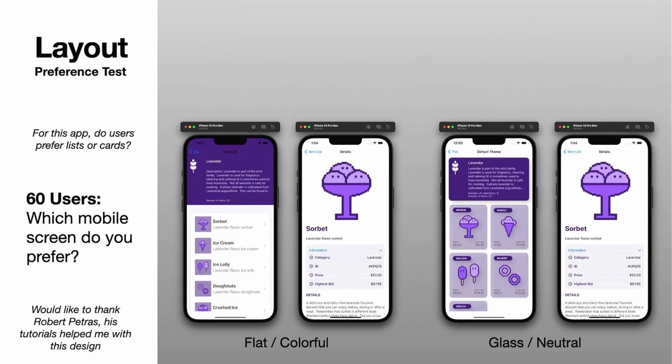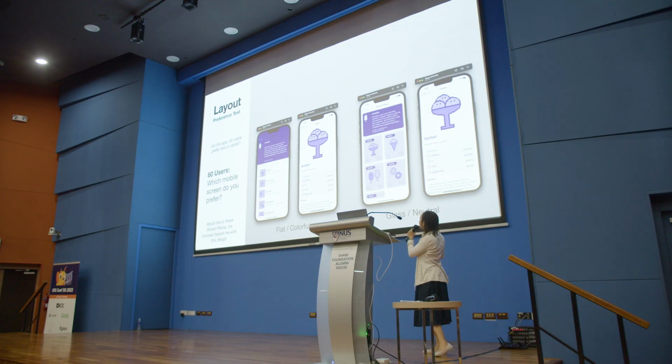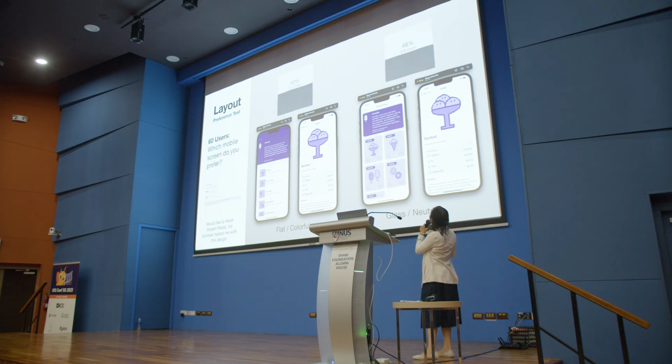This was a preference test that I ran on layout. I was kind of curious. Sometimes I have trouble deciding whether users prefer to see something in a list or prefer to see cards. So for this particular app demonstrator, I also ran a preference test, and the results were interesting. It was actually almost 50-50. Half of the people liked the list versus the others the cards.